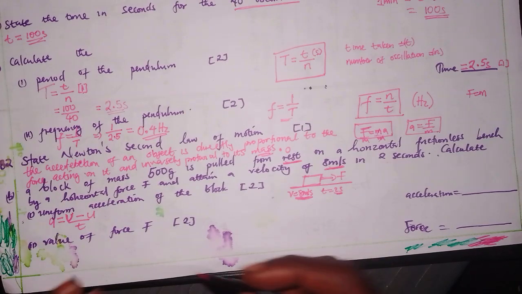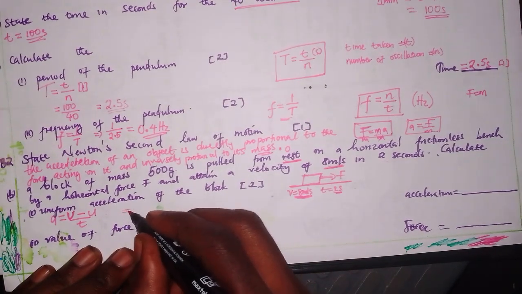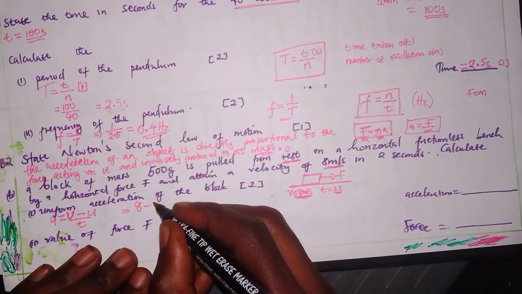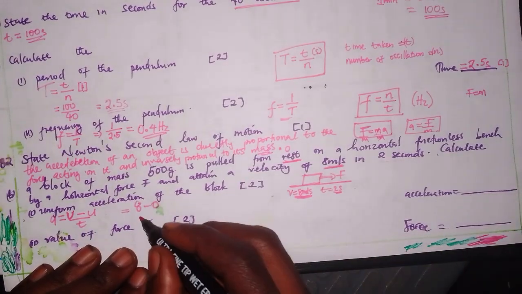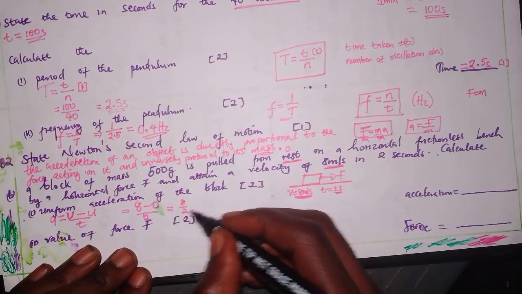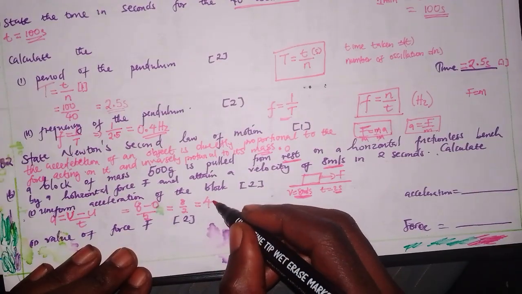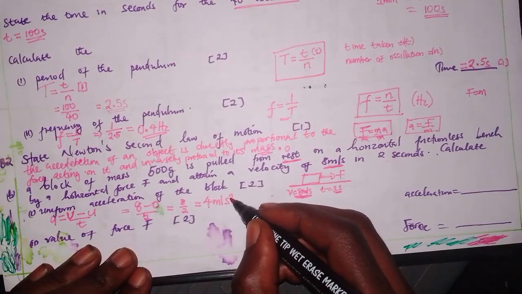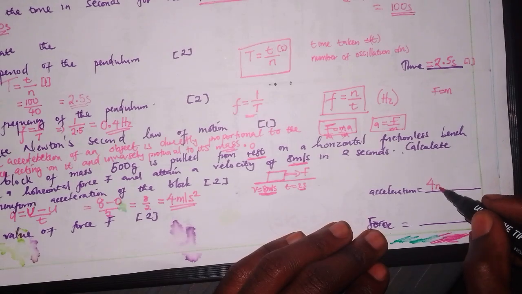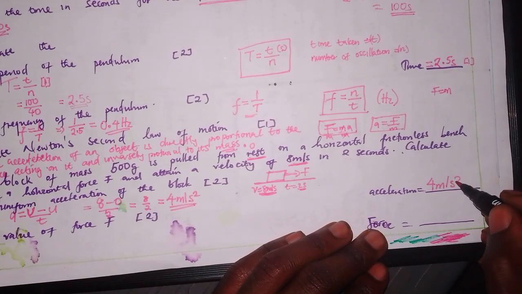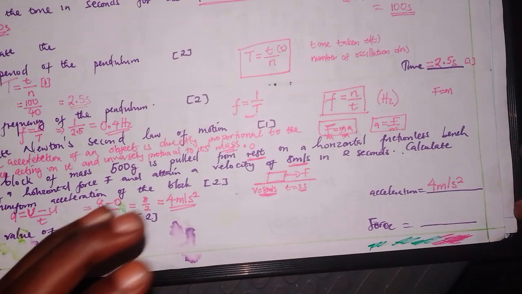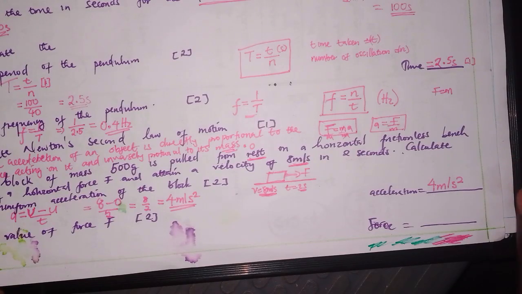So now you can say acceleration is equal to final velocity, which is 8, minus 0, which was the initial, then you divide by time, which is 2 seconds. Then you have 8 divided by 2, which will give us 4 meters per second squared. Remember, acceleration always has a square. So 4 meters per second squared. Once you forget the square, your answer is wrong.